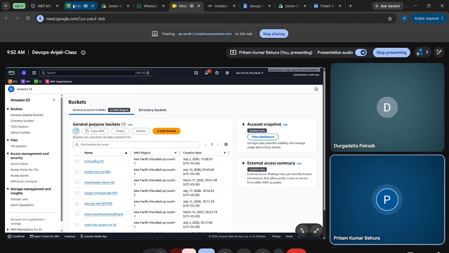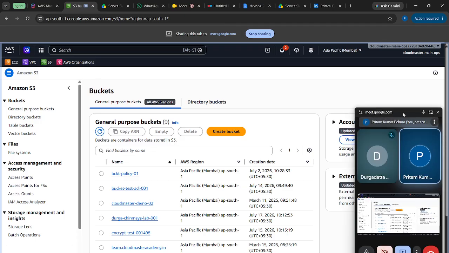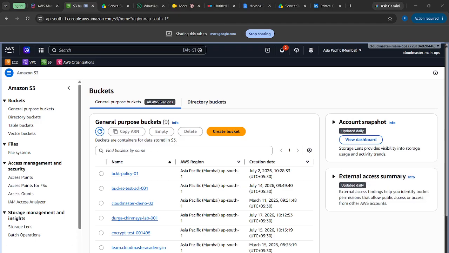Okay, so we are going to take a look at a new feature of S3. As we know, we are going through the S3 resource, which is a storage service of the AWS cloud. Till now we have discussed versioning and permissions, how to manage permissions either through IAM policy, bucket policy, or ACL, the access control list.